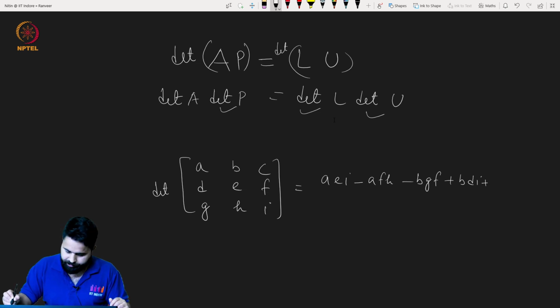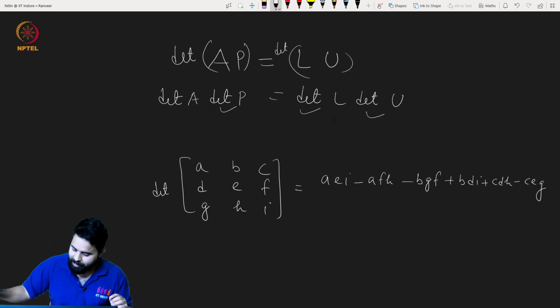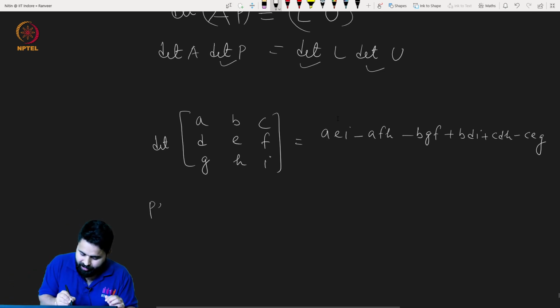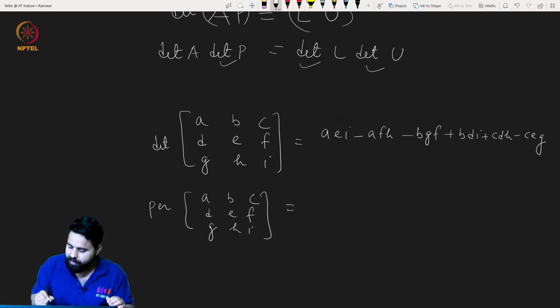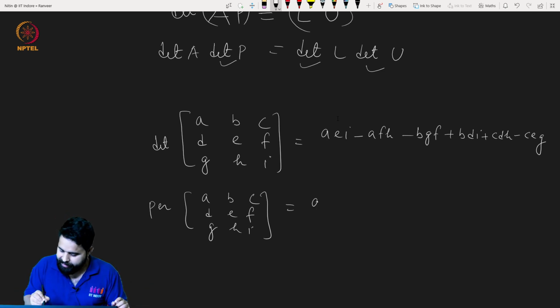So this will be plus C, D, H, minus C, E, G. Okay, now this is the determinant. There is something called the permanent. As I told you, this is like the brother of the determinant, which, for the same matrix, is nothing but you replace the negative signs with plus. And that's all. So basically every sign here is plus now.